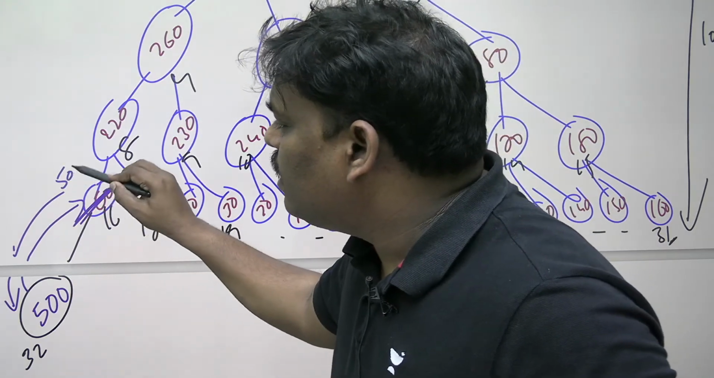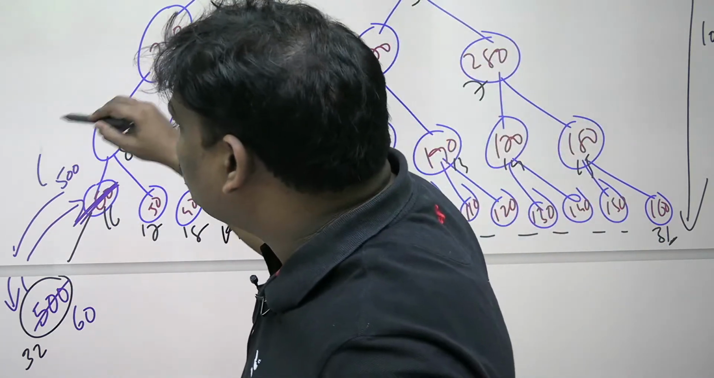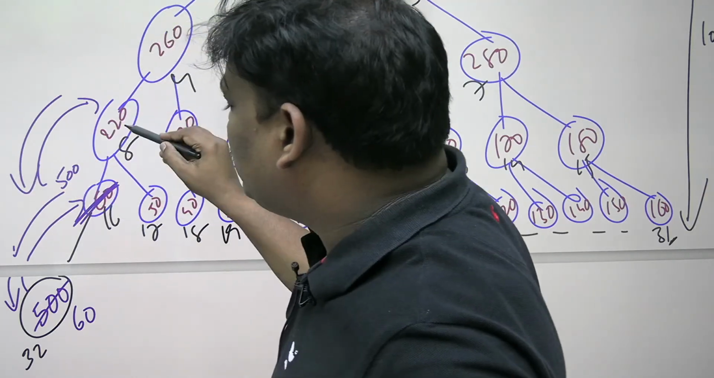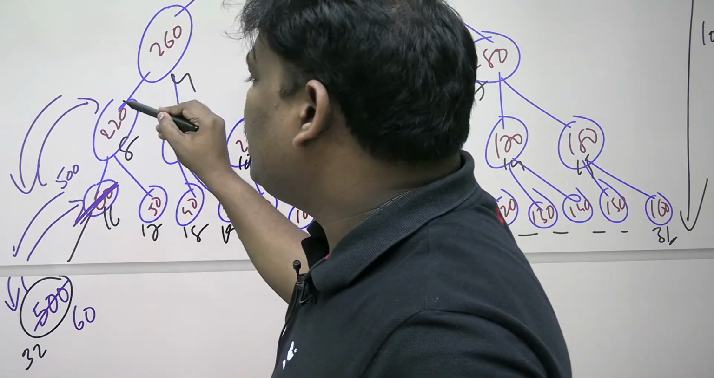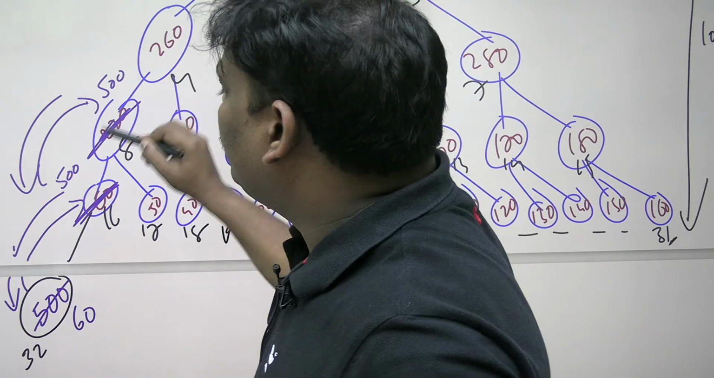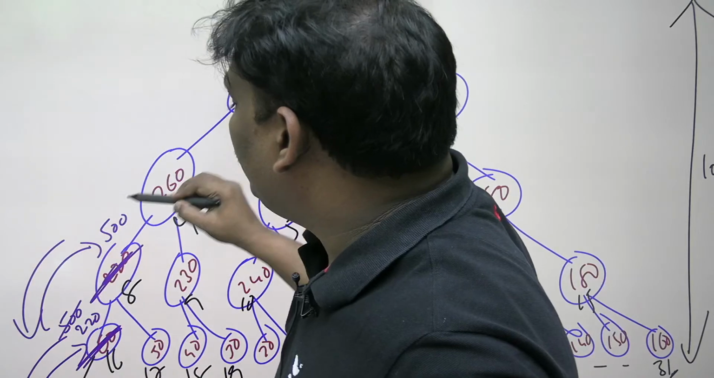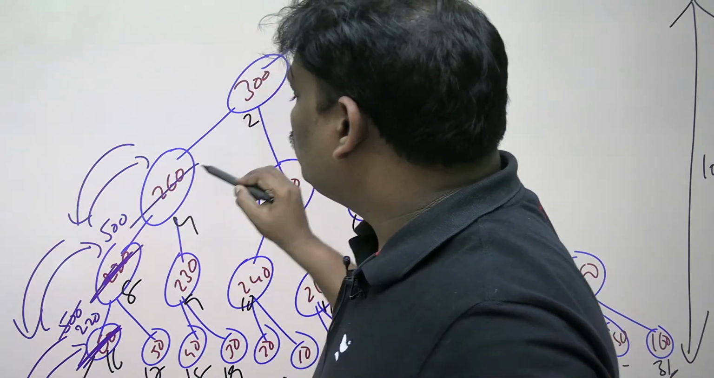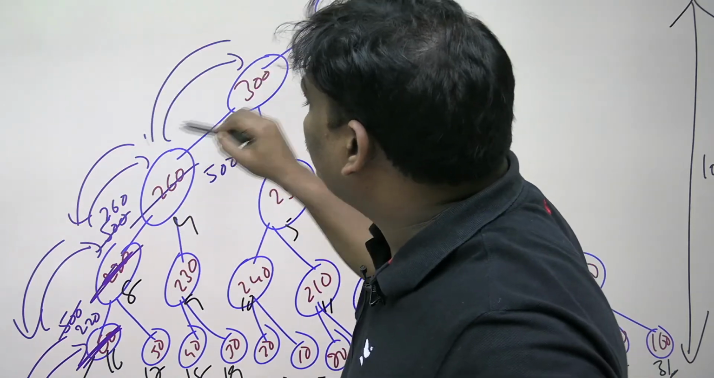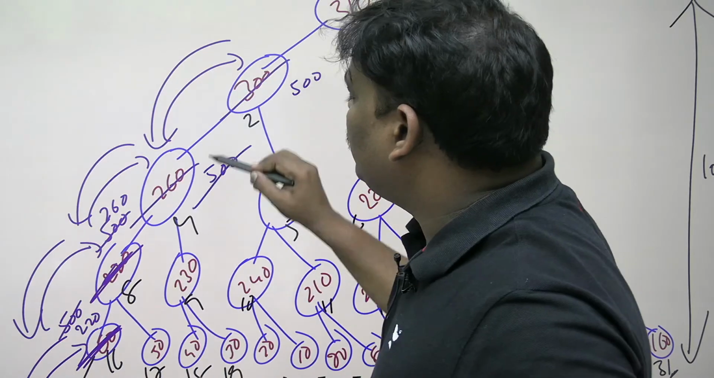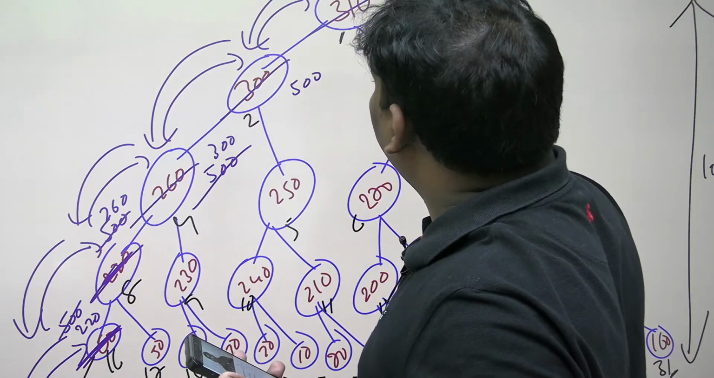So 500 here, 60 here. Again, he will ask his parent, Papa, have I done anything wrong? Yes, I think 220 and 500. Max means root is more than the children. So he will say yes, again swap. 500 here, 220 here. Again he asks his parent, yes. So 500 here, 260 here. Again, yes. 500 here, 300 here. Again, yes. So 500 here, 310 here.